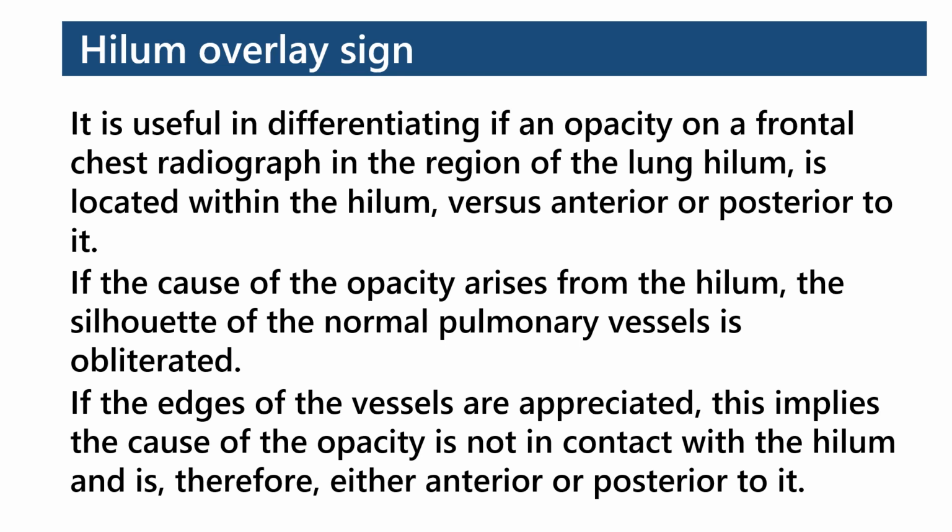Hilum overlay sign is useful in differentiating whether an opacity on a frontal chest radiograph in the region of the lung hilum is located within the hilum versus anterior or posterior to it. If the cause of the opacity arises from the hilum, the silhouette of the normal pulmonary vessels is obliterated. If the edges of the vessels are appreciated, this implies that the cause of the opacity is not in contact with the hilum and is therefore either anterior or posterior to it.